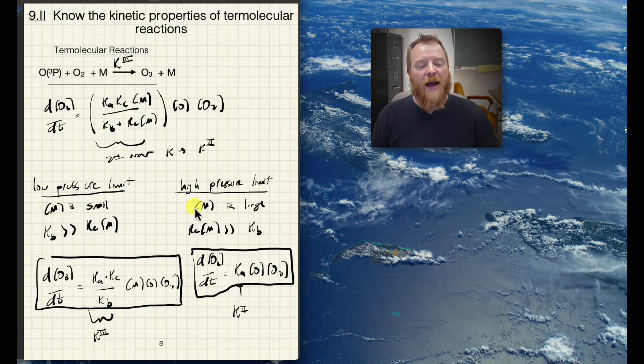But in the high pressure limit, M is sufficiently large that it no longer matters. And we can really think of the product of our overall rate constant times the concentration of M as this effective second order reaction. So in other words, K2 appears to be K3 times the third body concentration M.